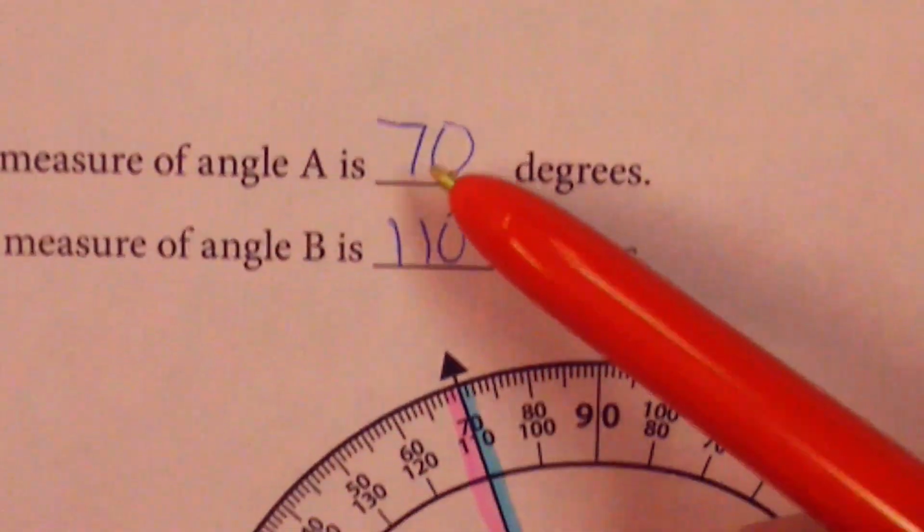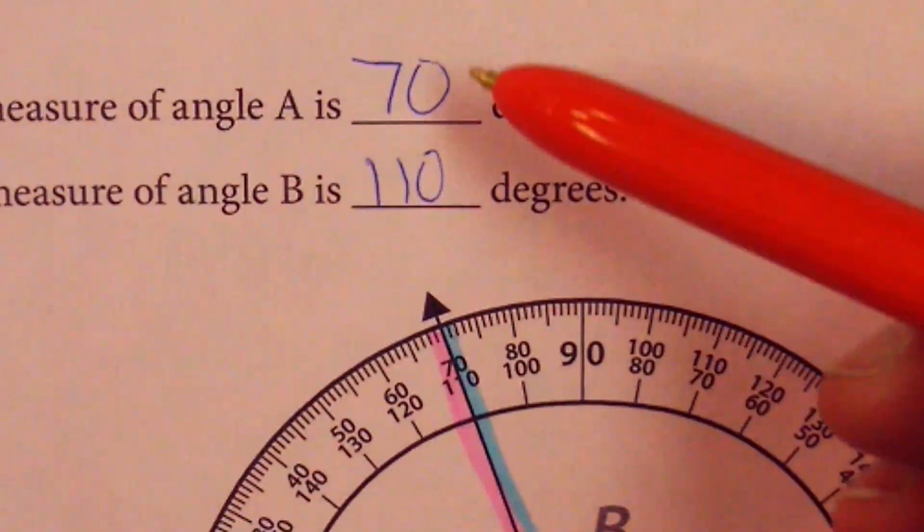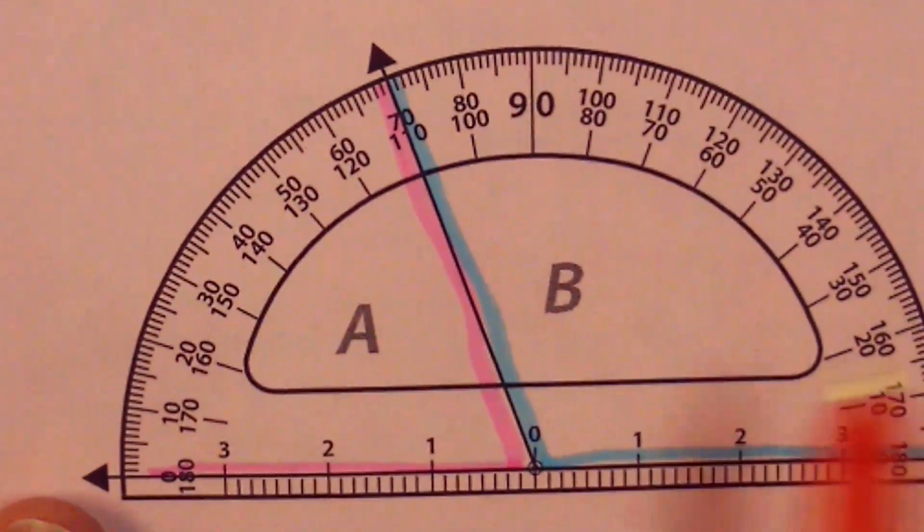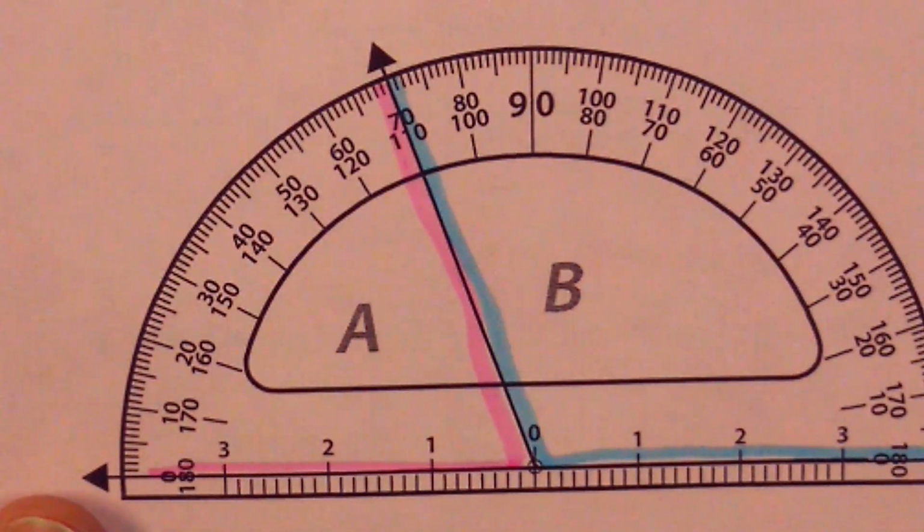Once again, numerically and visually, this should make sense. 70 is smaller than 110. Guess what? A is smaller than B.